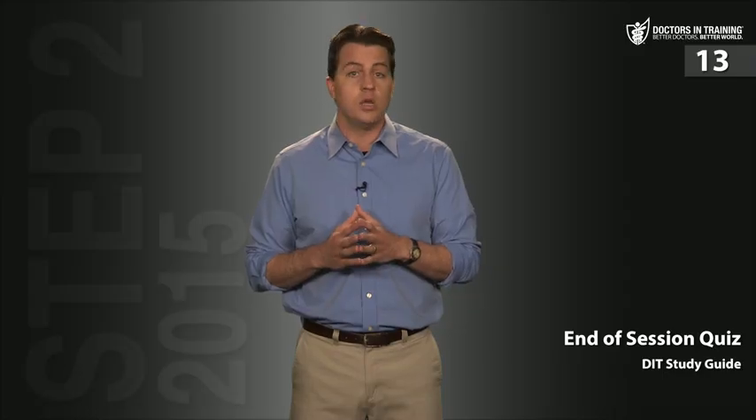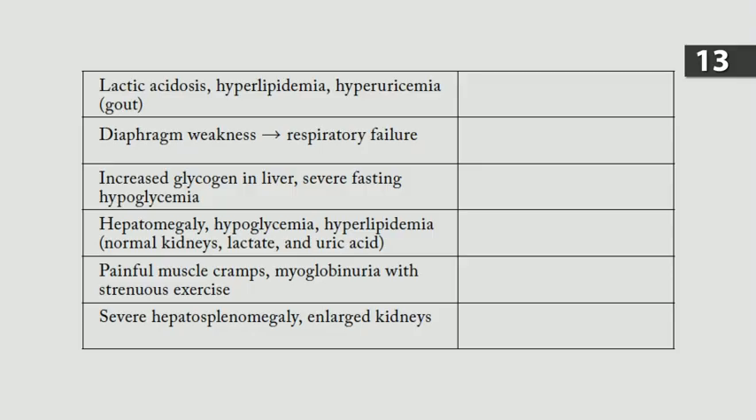And the last question, which glycogen storage disease matches the following statements? Lactic acidosis, hyperlipidemia, hyperuricemia causing gout is type 1 von Gierke's disease. Diaphragm weakness leading to respiratory failure is type 2, the adult form of Pompe disease. Increased glycogen in the liver, severe fasting hypoglycemia is type 1 von Gierke.